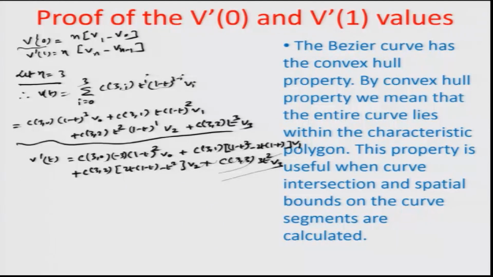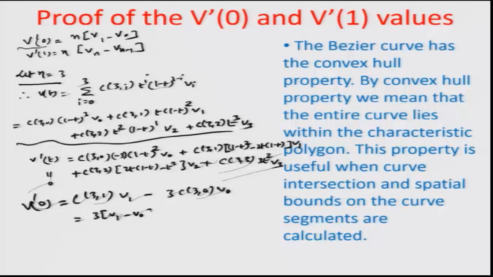So, if you put a value of t equal to 0 here, I would be left with V'(0) equal to C(3,1) V1 minus 3 C(3,0) V0, and that will further boil down to 3 times (V1 minus V0), which is actually equal to n times (V1 minus V0). So, that is how you can look at V'(0).